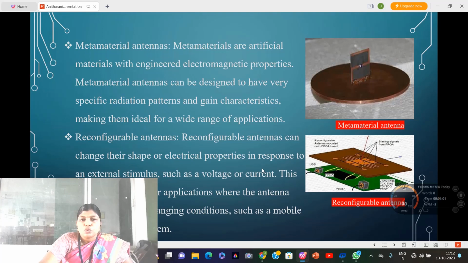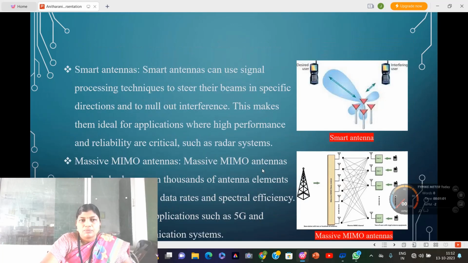Reconfigurable antennas are most widely used in space as they can change their electrical properties in response to an external stimulus, such as a change in voltage or current. This makes them ideal for applications where the antenna needs to adapt to changing conditions, such as mobile communication systems.